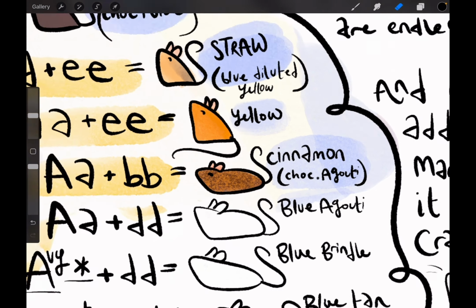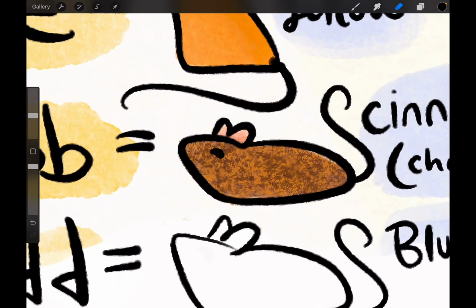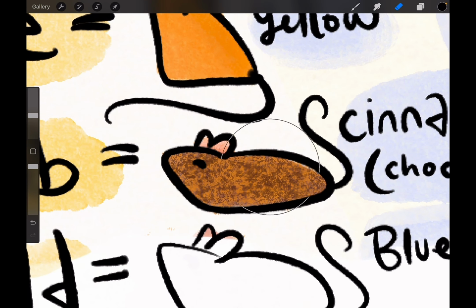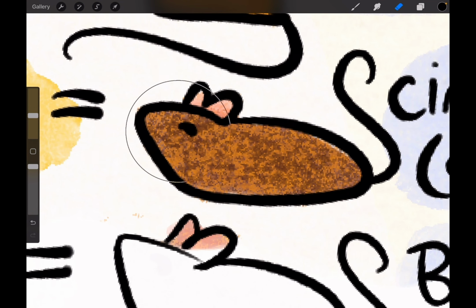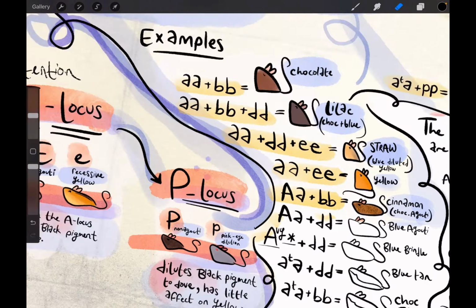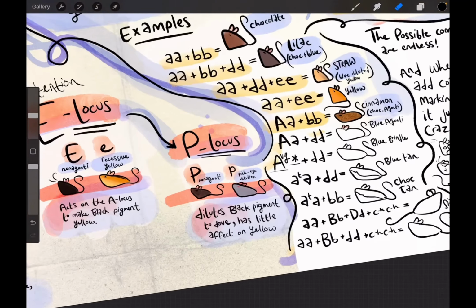Cinnamons are lovely. I don't actually have chocolate dilution in my colony right now. I used to a couple years ago, and cinnamons were always one of my favorites. I love them. They've got that nice chocolate color with that yellow mixed in. Very light and warm, especially compared to your classic agoutis.